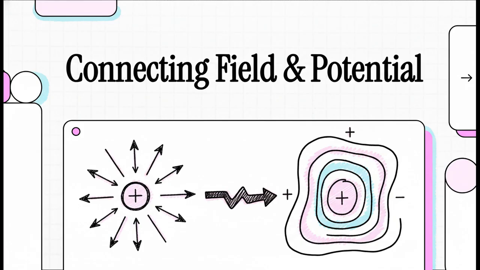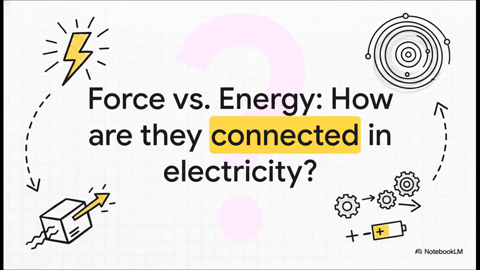Today we're going to dive deep into the connection between the electric field and electric potential, and you're going to see how they're really just two sides of the same coin, two ways of mapping this invisible landscape of electrical energy. So that's the big puzzle we're tackling today.